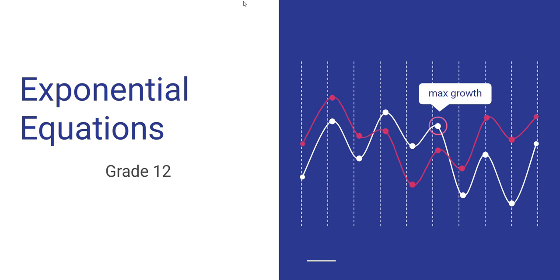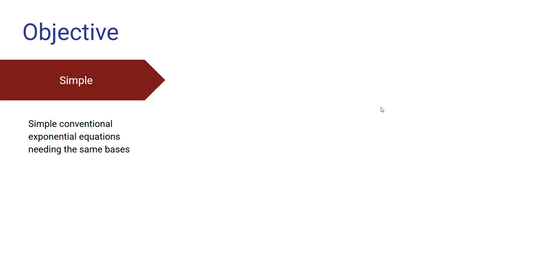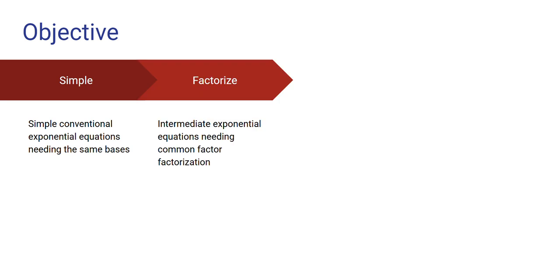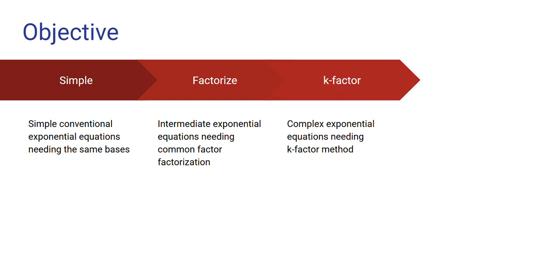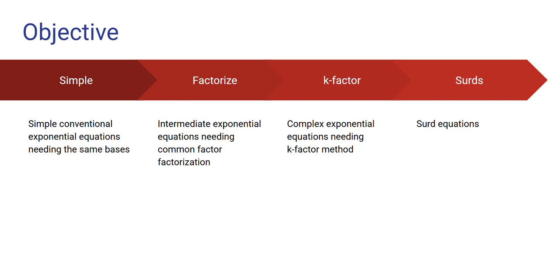So let's get right into it. My idea is to take you through the simple type of conventional exponential equations where you just need to get them into common bases and equate the exponents. Then we're going to go into the ones that are a little bit intermediate, that need you to factorize and take out a common factor. Then we're going to go to the complex ones where there is a k factor that needs to be applied. And lastly, we're going to look at the ones with sets in them.